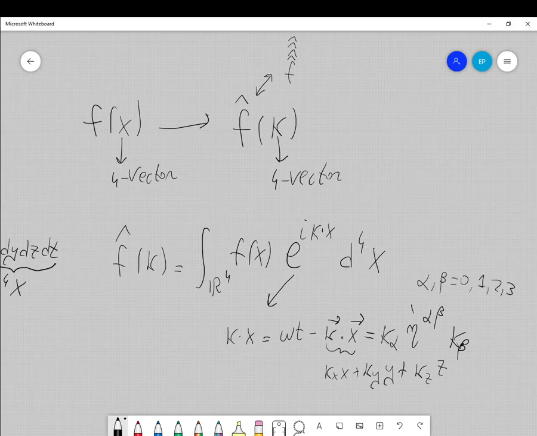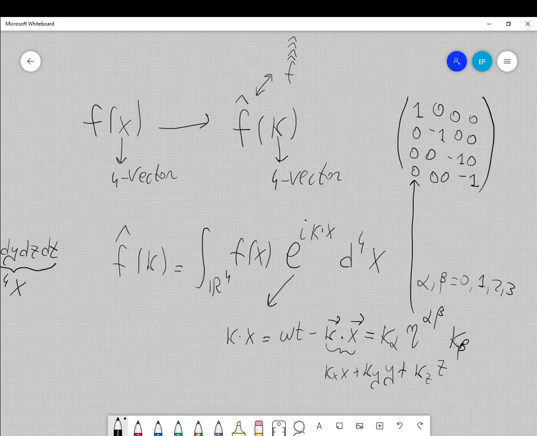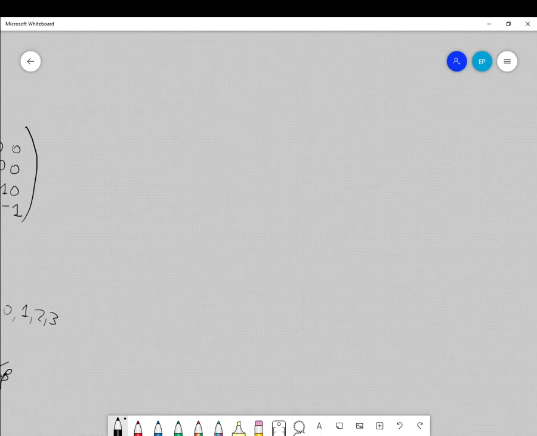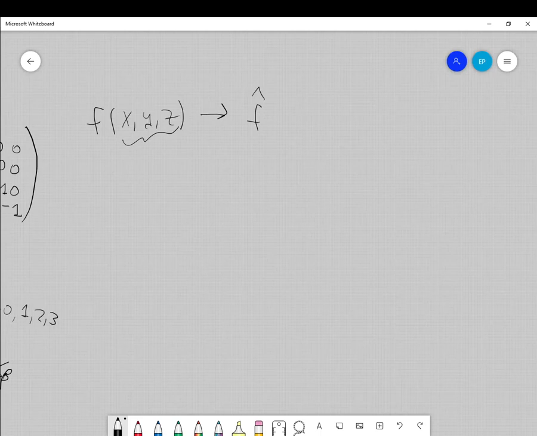And eta alpha beta is just a diagonal matrix, so it's the Lorentz metric, where we have 1, minus 1, minus 1, minus 1. It's a 4 by 4 matrix where we have zeros off the diagonal and only ones or minus ones on the diagonal, something like this. And you simply multiply, and what you get is just this expression right here if you do this matrix multiplication. So this is a more concise notation, and sometimes you can have functions that depend not on x, y, z and t, but just on the spatial variables. So you can even have f of x, y, z, and you transform it into f hat of k.